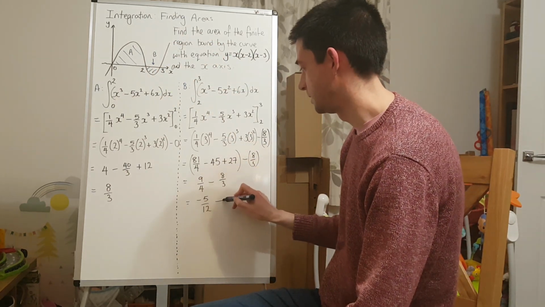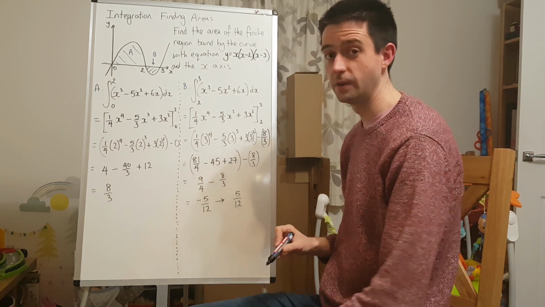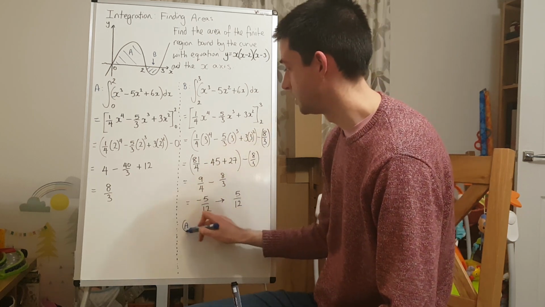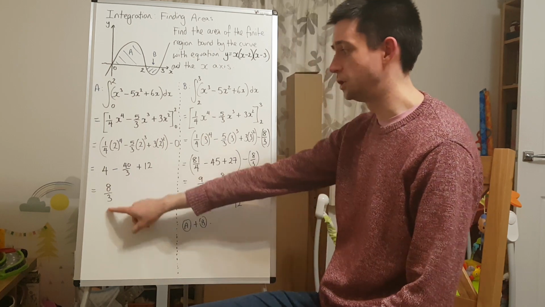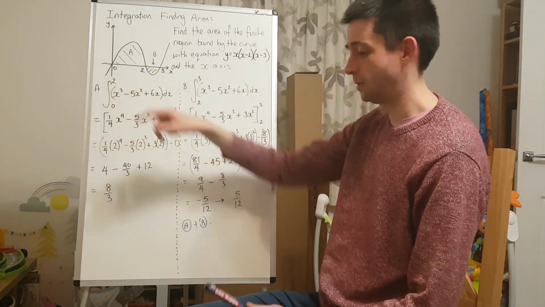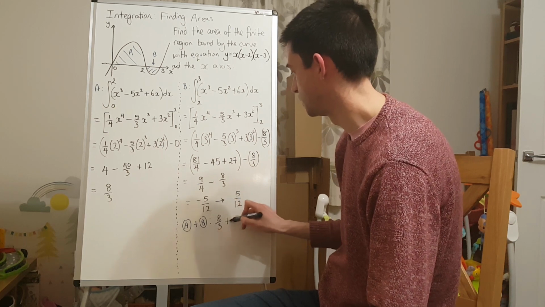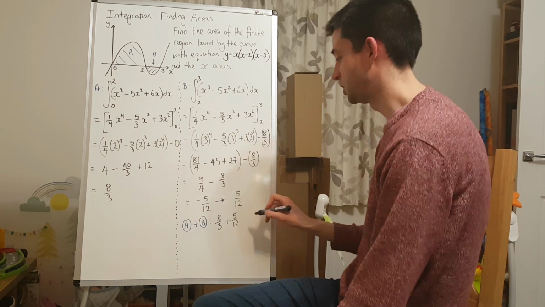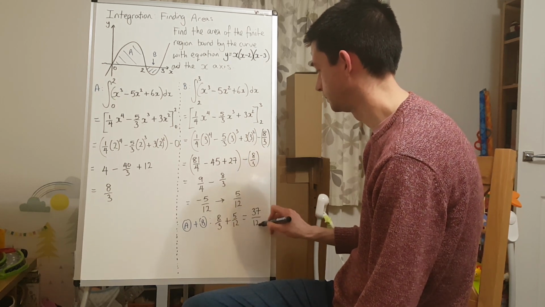So what I'm going to say is that the actual area of that section is 5 over 12. And then therefore the total area A plus B. I'm going to do 8 over 3, which is the area of this bit, plus 5 over 12, which is the area of B, which gives me my final answer of 37 over 12.